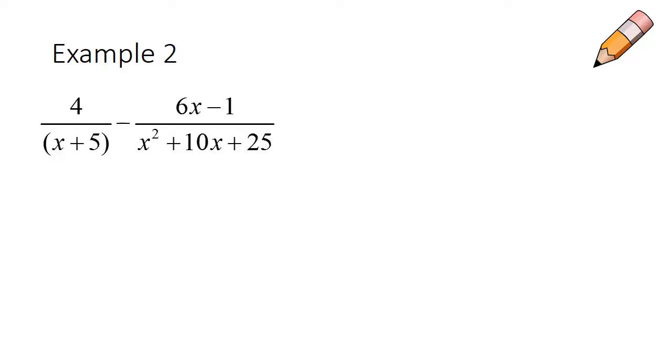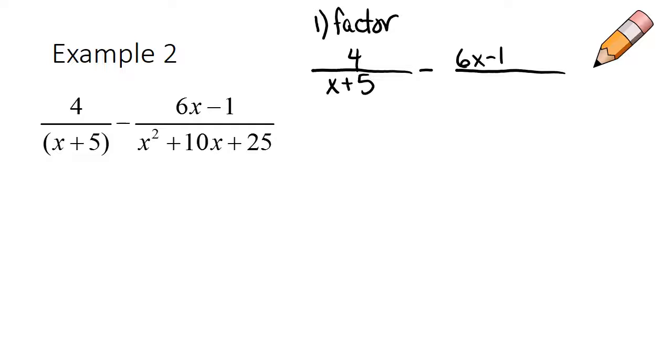Let's take a look at this example, and we'll follow our steps. Step 1, we want to factor. My numerator is good to go. My first denominator is good to go. My next numerator doesn't have a GCF, but my next denominator does need a little bit of work.